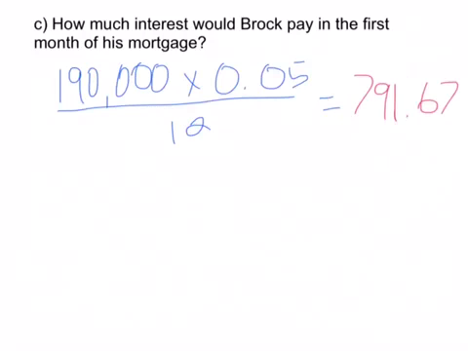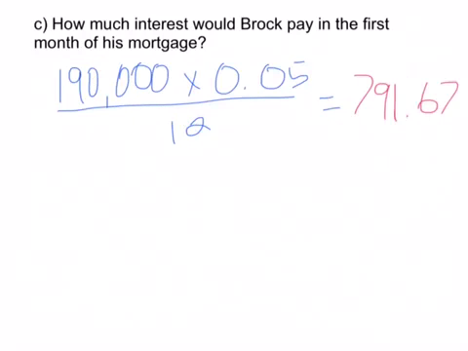So he gives the bank $1,105. That's what we figured out on the previous slide. Every single month. In the first month, 791 of that goes into the bank's pocket. That's how much money they make off of Brock. And then the balance of that, the other $300 and some dollars, which is the difference between his monthly payment and this, that's what actually goes against his house.